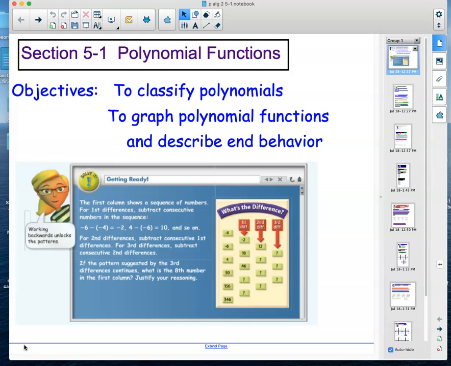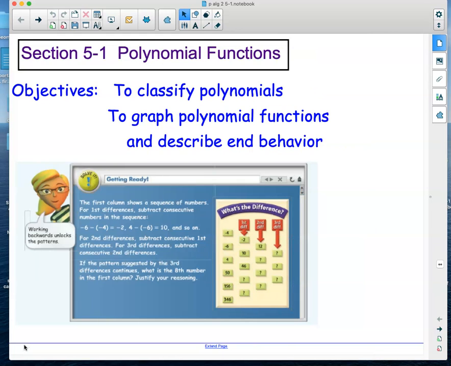So section 5.1 is where we're going today, called polynomial functions. And our objective today is going to be to classify polynomials and to graph polynomial functions and describe end behavior. Now, we probably won't be describing end behavior today. I don't know, we might get there. Yeah, we'll see how we do. But we're definitely going to learn about naming them. So when they say classify, that's what we're doing. We're trying to figure out, you know, what do you call these?